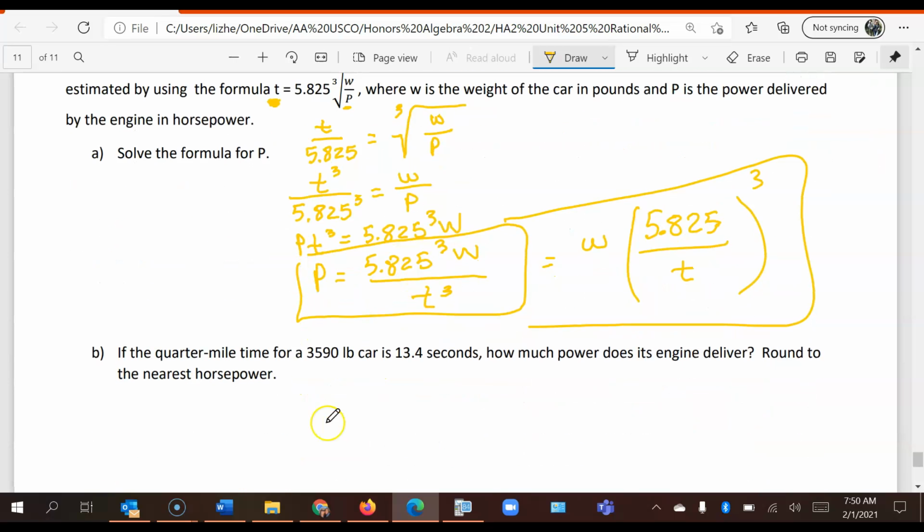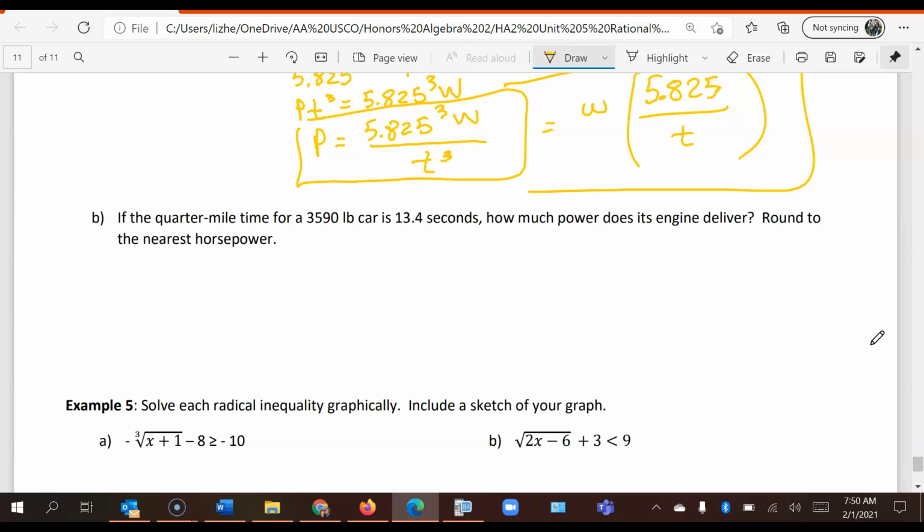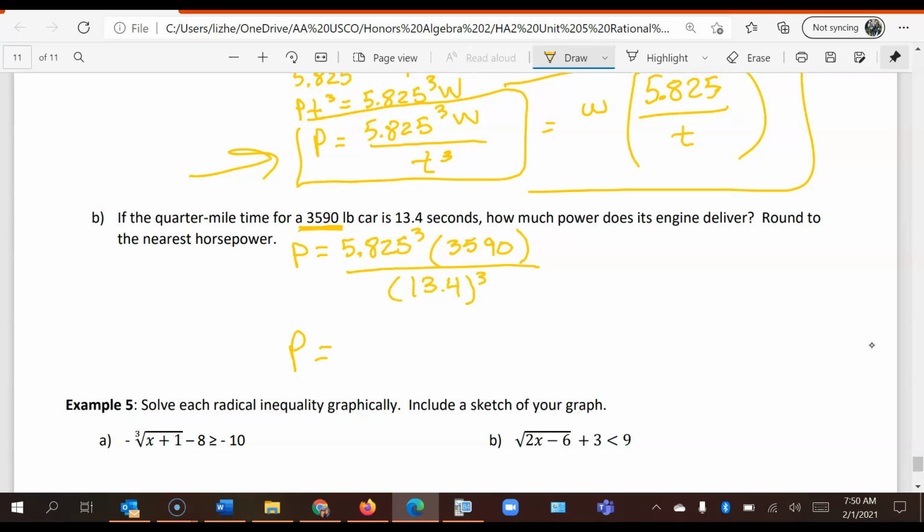All right, moving on. If the quarter mile time for a 3,590-pound car is 13.4 seconds, how much power does its engine deliver, rounded to the nearest horsepower? So we are looking for p. We've already solved for p right here. So we are going to use that equation, and we're going to say p equals 5.825 cubed times w, which is the weight in pounds, right there, divided by time 13.4 cubed. Put that in your calculator, and you should get 295 horsepower.